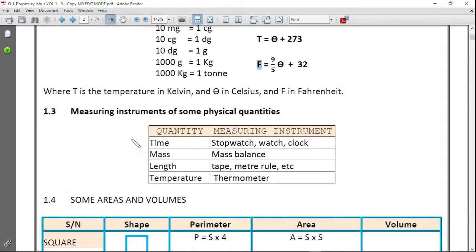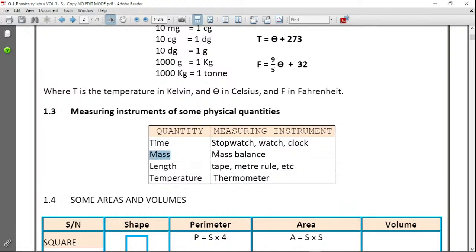Still with Form 1, Form 2 and Form 3 work, these physical quantities have their units and their measuring instruments. For example, time is measured with a stopwatch. That's the main measuring instrument. It can also be measured with a clock, a watch, and so on. But the main instrument for measuring time in the laboratory is a stopwatch. So that's what you should give.